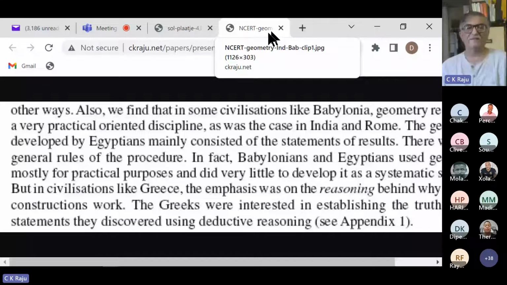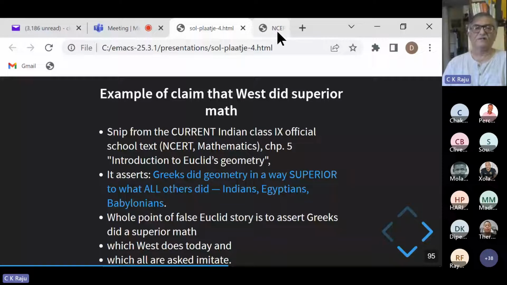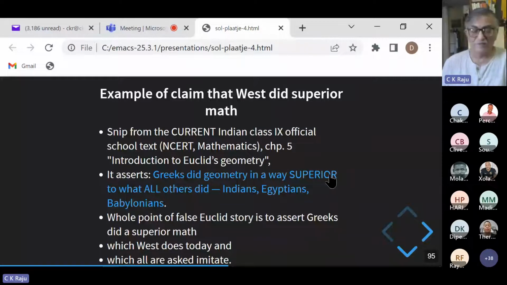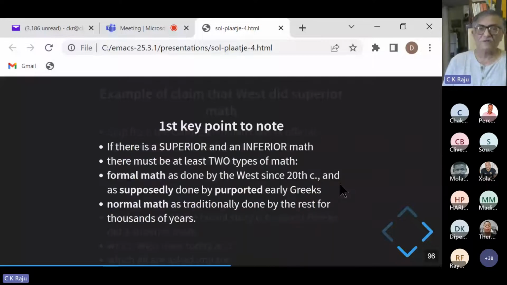Right? That's the point. The whole point of the Euclid story is to assert that Greeks did a superior math, which the West does today, and which we ought to imitate. The first point to note, a very important point which people forget: if you have a superior and an inferior math, there must be at least two types of math. Very important. Don't confound one with the other. That's standard sophistry I'll come to.